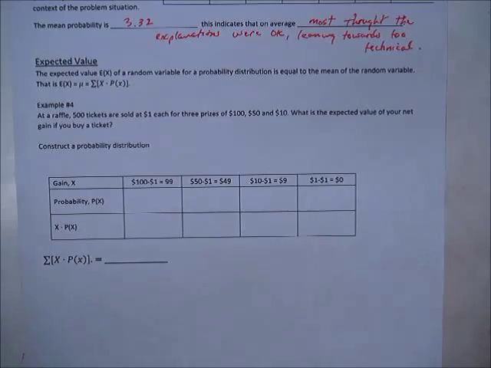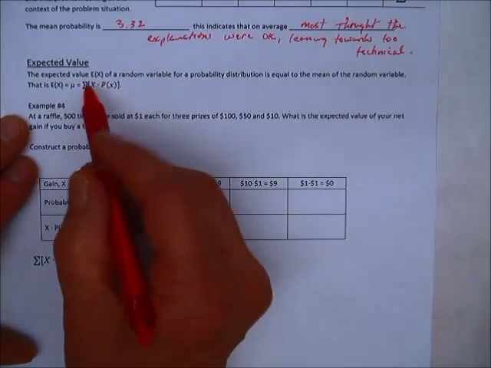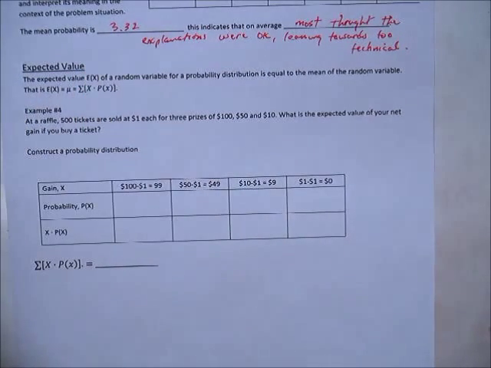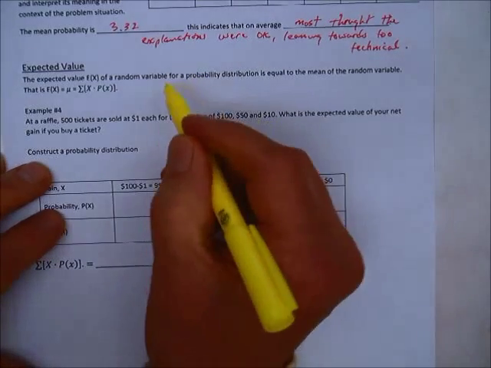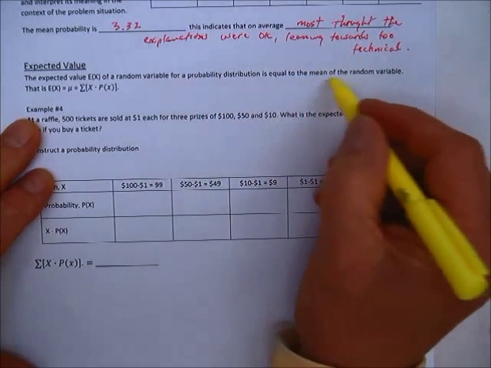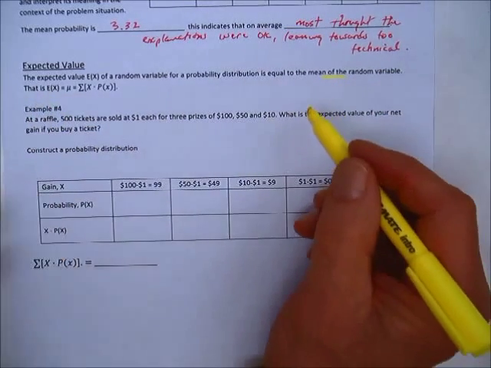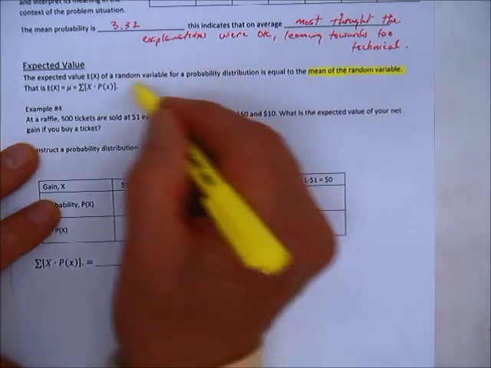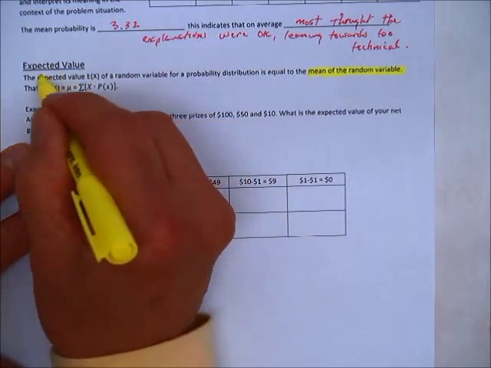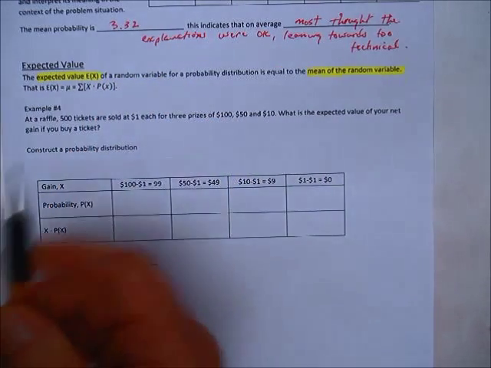Okay, so we're going to bring in a new term here for you, expected value. The expected value, E of x, of a random variable for a probability distribution is equal to the mean of the random variable. So you could say, therefore, that the expected value is equal to the mean.